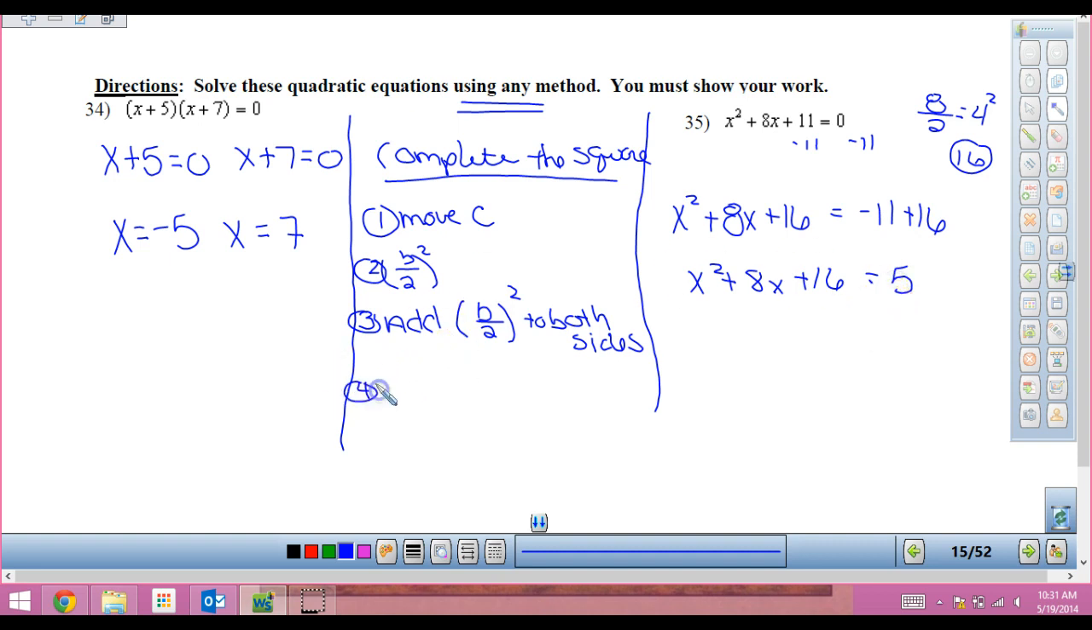Okay, so now we're going to factor the left. And it's always going to be something squared, remember. So we're going x plus, okay, our perfect square of 16 is 4. So x plus 4 squared equals 5. Okay, step 5 is square root both sides.